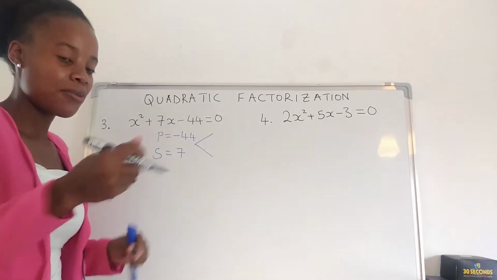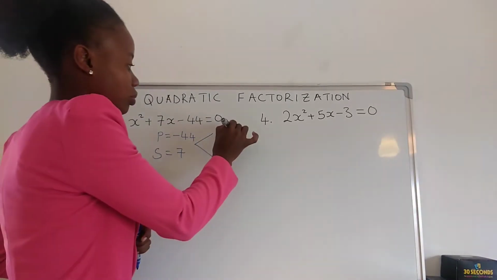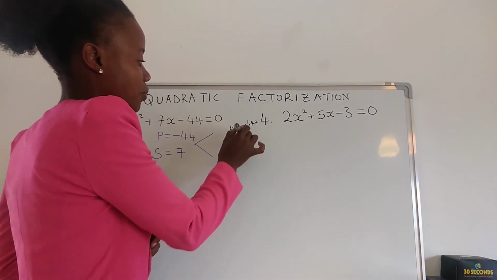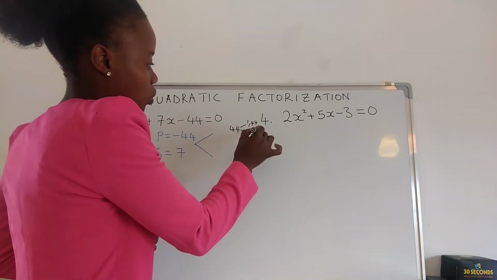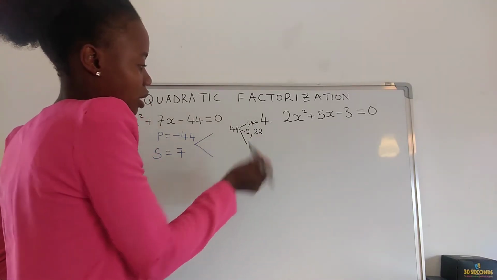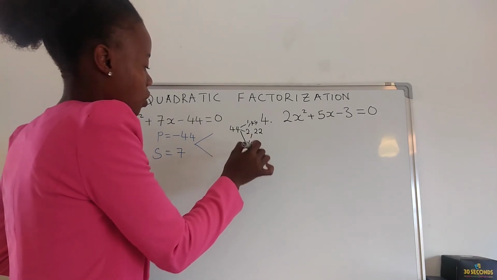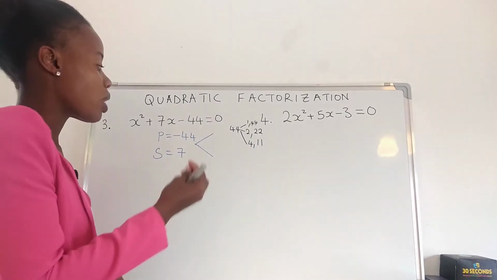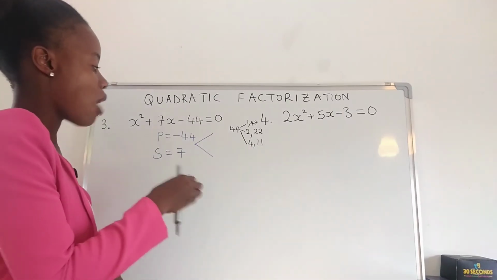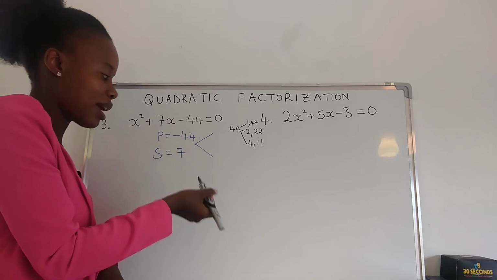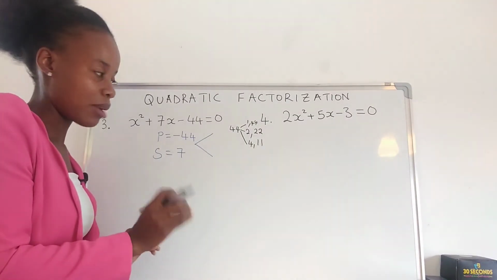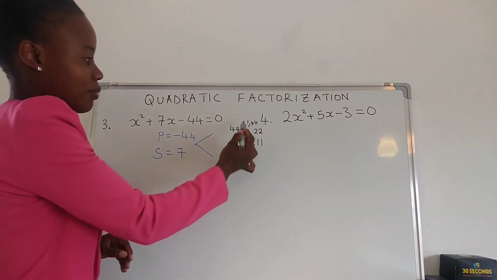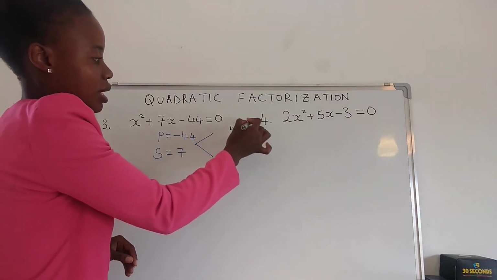Okay, so let's find factors of 44. We have 1 and 44, 2 and 22, 4 and 11. Okay, so we're going to test which ones are going to give us -44 when we multiply them and 7 when we add them or subtract them. We have 1 and 44, they cannot give us 7, they are far. So we cancel them.